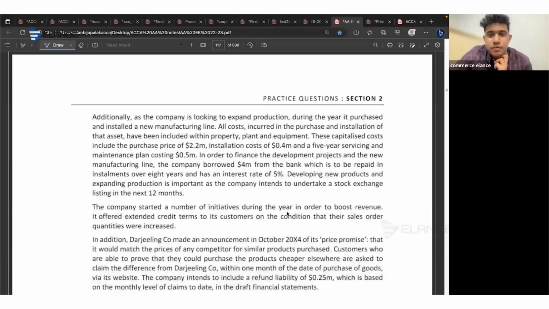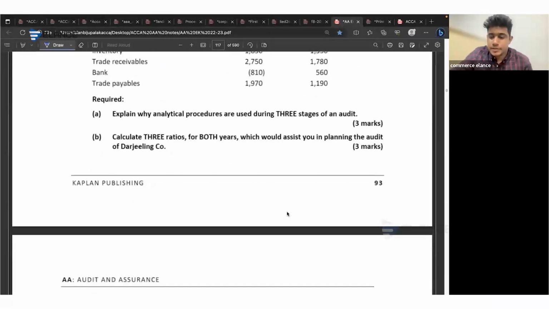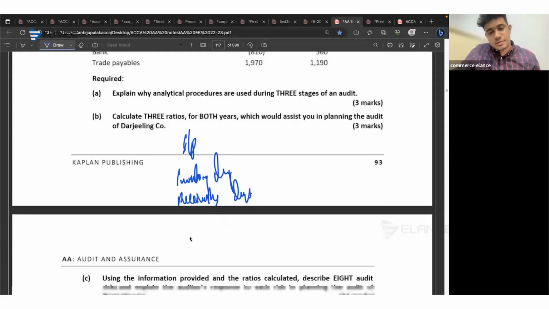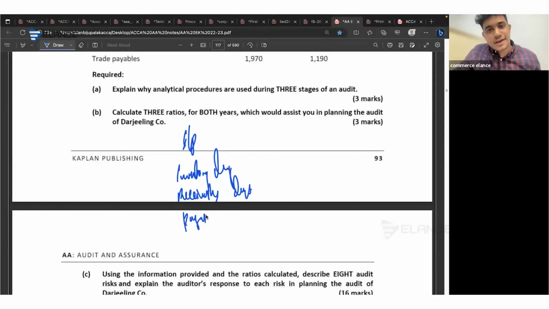So let's start with the discussion part. Let me know which ratios you have calculated. GP margin? Inventory days. Okay, inventory days. Then what else? Receivables days. Okay, receivables days. Payables days. Okay, what about the other ratios? The current ratio, quick ratio.